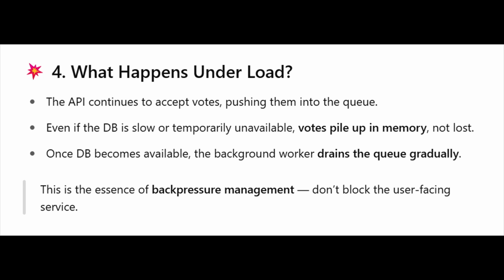4. What happens under load? The API continues to accept votes, pushing them into the queue. Even if the DB is slow or temporarily unavailable, votes pile up in memory, not lost. Once the DB becomes available, the background worker drains the queue gradually. This is the essence of backpressure management. Don't block the user-facing service.